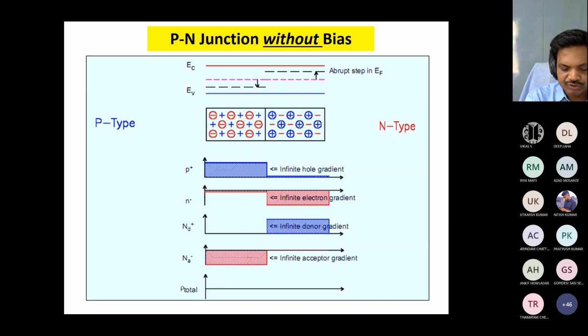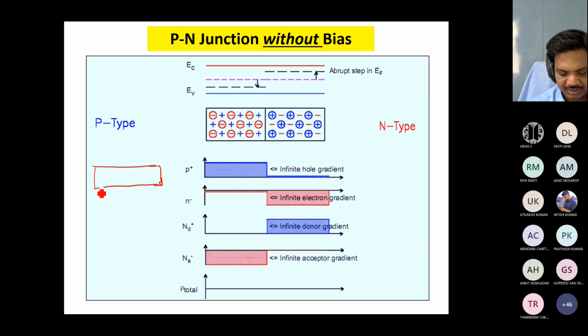Actually, how is this PN junction formed? Let me introduce it, otherwise you may not clearly understand it. First, a semiconductor bar is taken, an intrinsic semiconductor bar is taken, to form a PN junction.